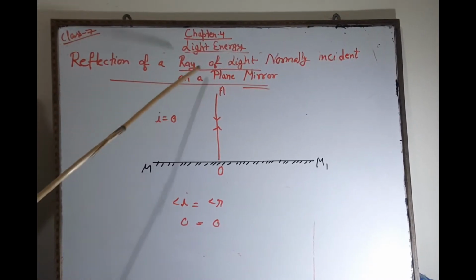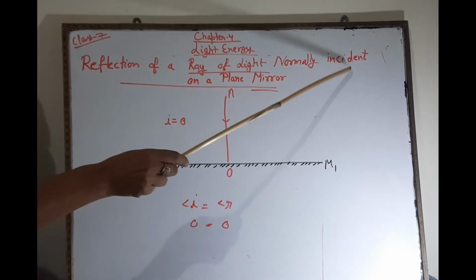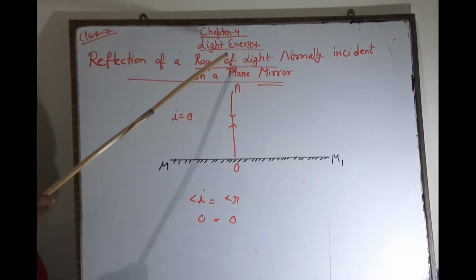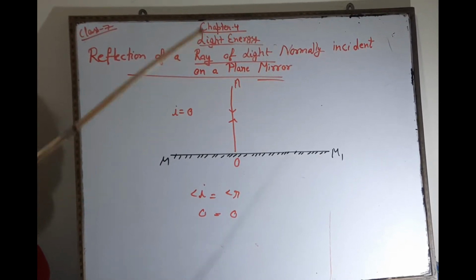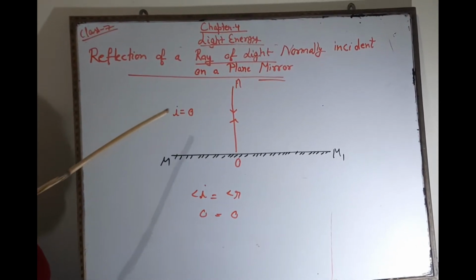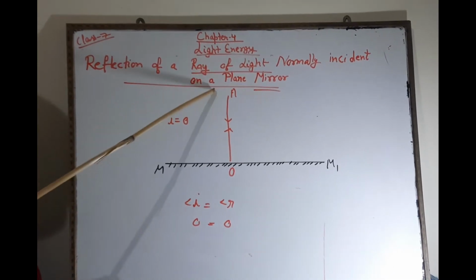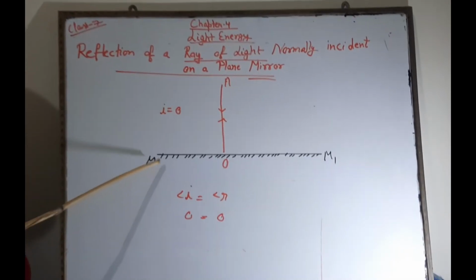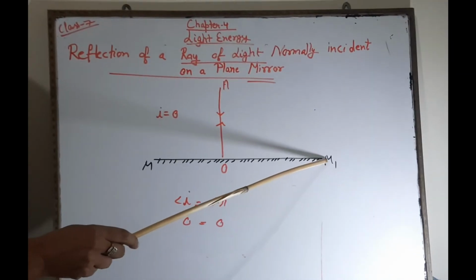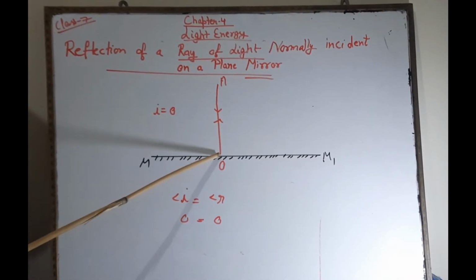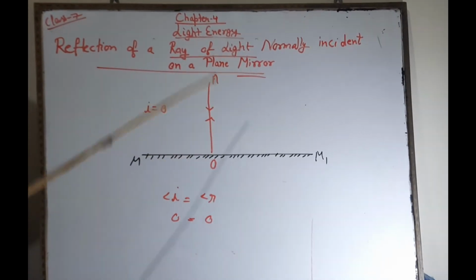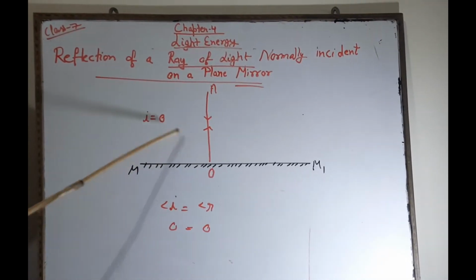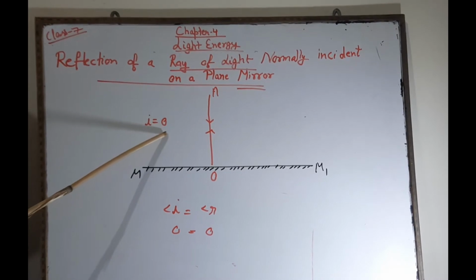The reflection of a ray of light normally incident on a plane mirror. Means when a ray of light is incident normally on the mirror, what happens? Suppose we have considered a ray of light AO, which is normally incident on this plane mirror, MM1, at a point of incidence. At this point of incidence, this ray is striking. So we will see the angle of incidence here is 0 degree.